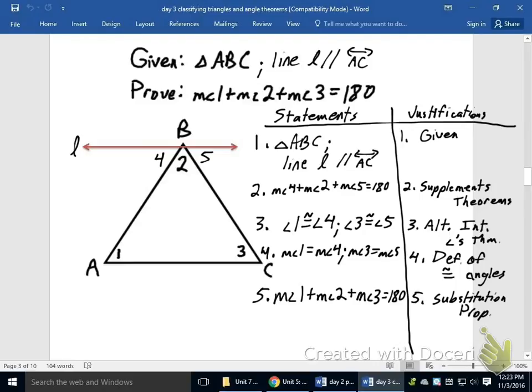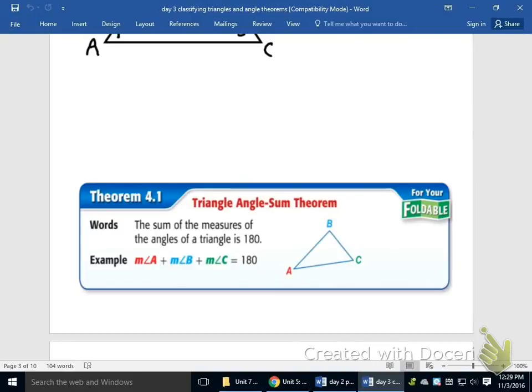And that wraps up our proof. That's the reason why the angles of a triangle always add to 180 degrees. If I ever need to use that information again in a proof or a justification, I don't need to redo the whole proof. That proof is called the triangle angle sum theorem, that the measures of the angles of a triangle add to 180 degrees.